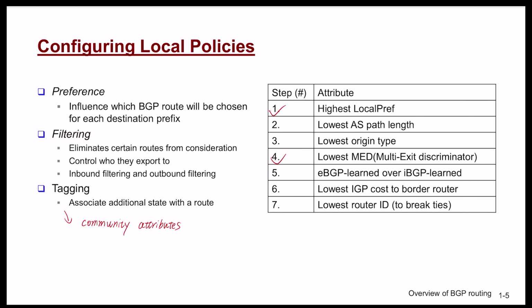Filtering. Filtering eliminates certain routes from consideration and is often done by instructing routers to ignore advertisements with attributes matching certain specified values or ranges.